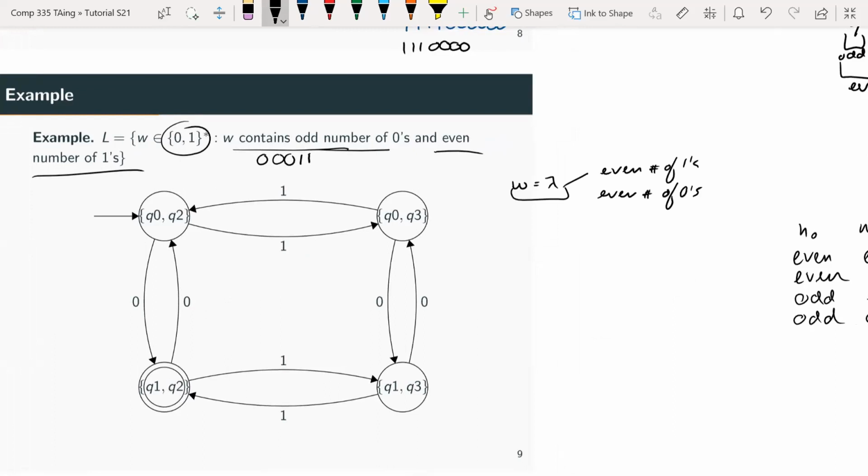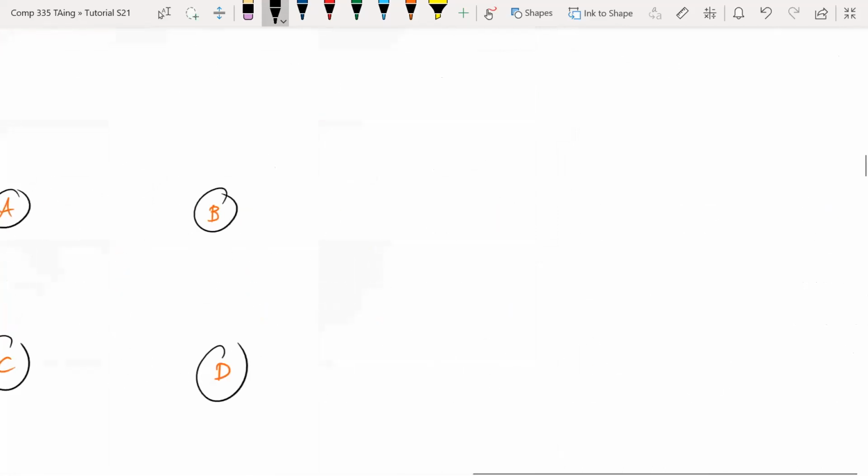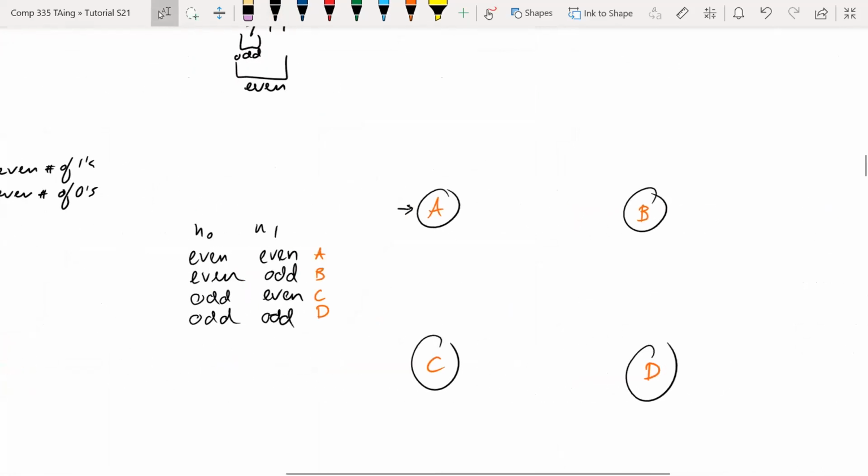And like I said, when you read lambda as your input string, you always just stay at your initial state, okay? So what does that tell us? That tells us that if we're looking at the case where we have an even number of zeros and an even number of ones, then that's going to be my initial state. Okay, so let's just start from there, and I'll explain this along the way.